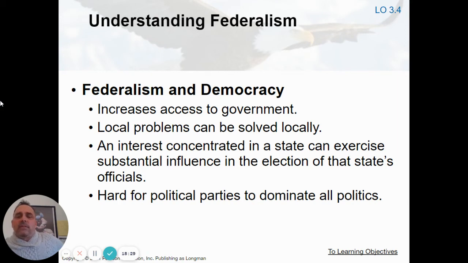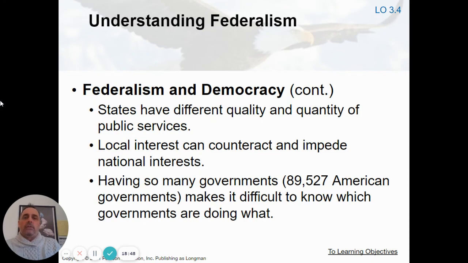It also makes it more difficult, allegedly, for political parties to dominate all of politics if you have these multiple levels. I mean, you have the federal government, we have 50 state governments. In the state of Wisconsin, we have 72 counties, and then we have thousands of villages, towns, and cities. It's hard to imagine that one political party would rule all of them.